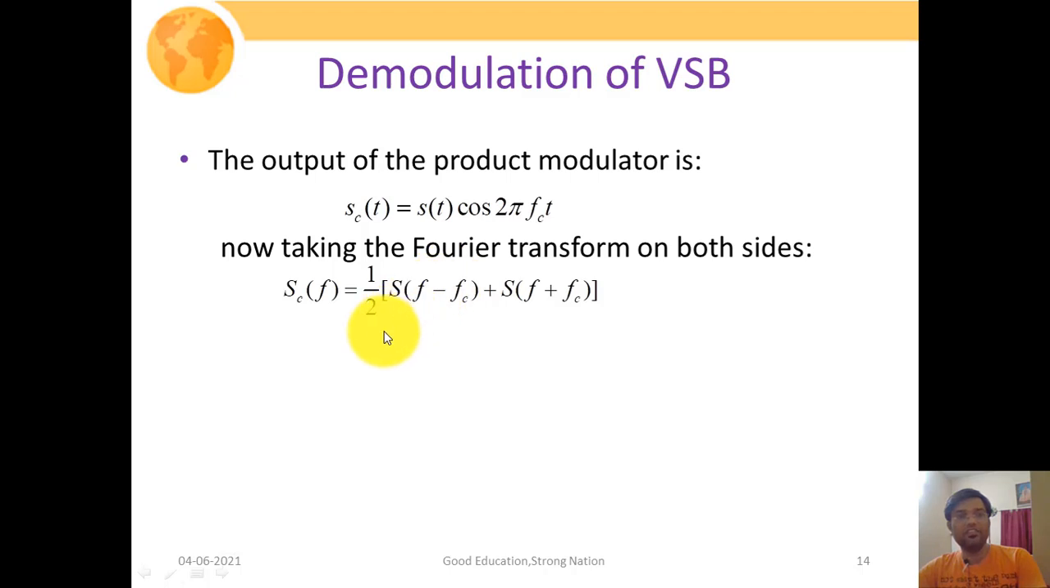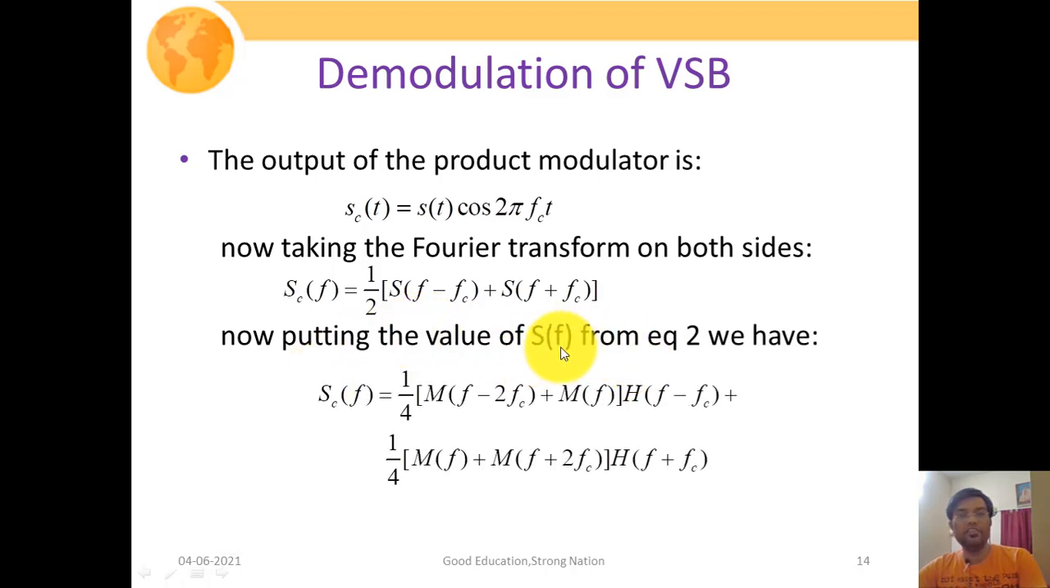So S_c(f) turns out to be half of S(f minus fc) plus S(f plus fc). Keeping in mind that we are assuming the Fourier transform of s(t) is S(f), and since we are multiplying with cos(2 pi fc t), again we get the frequency shifted signal, so s(t) gets shifted in the vicinity of the carrier frequency fc. So we are basically getting this S_c(f) equal to this one.